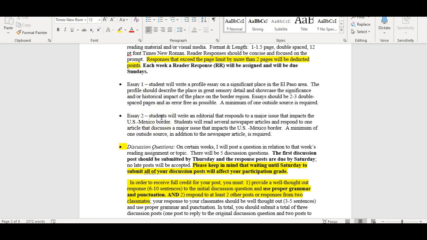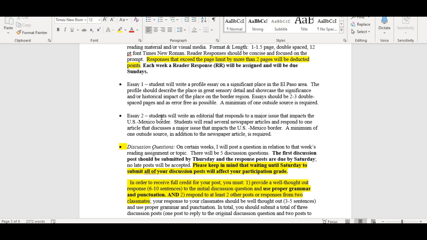Essay 1 is going to be a profile essay that you write about a significant place in the El Paso area. So you're actually going to describe a place in great sensory detail and showcase its significance to the border area. And again, I have the assignment on Canvas, and you can get an idea of what it's about and what places you can pick. If you don't live in the area, you can still pick a place, but you will have to rely on research instead of actually visiting the place.